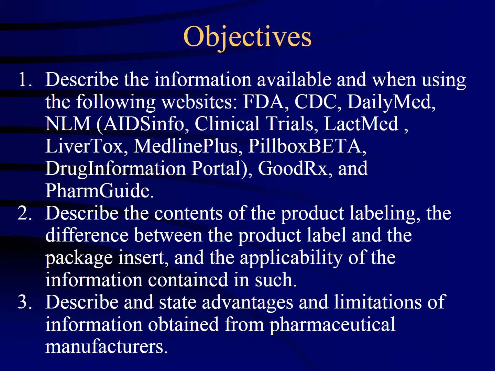Objective number 2 is to describe the contents of the product labeling or the package insert and know the difference between the product label and the package insert and the applicability of information contained in such. The third objective is to describe and state advantages and limitations of information obtained from pharmaceutical manufacturers.